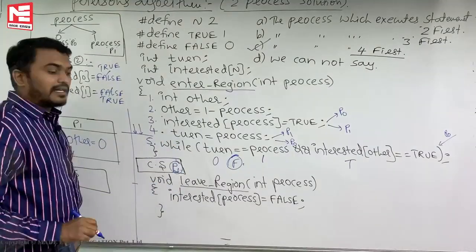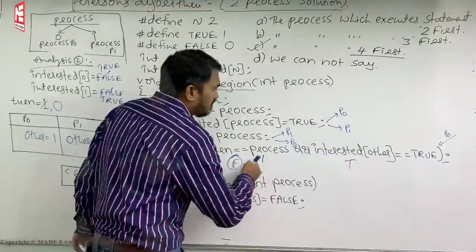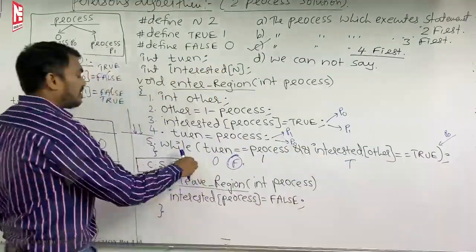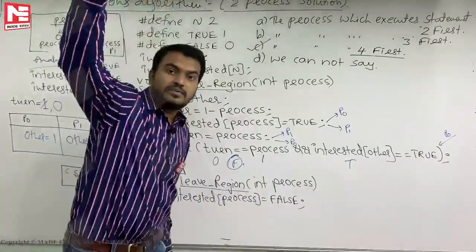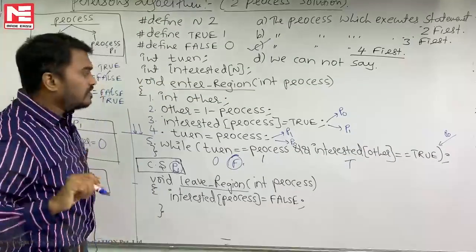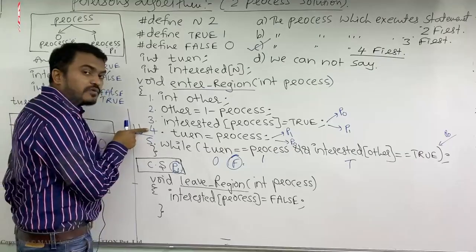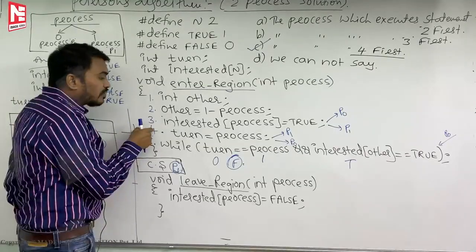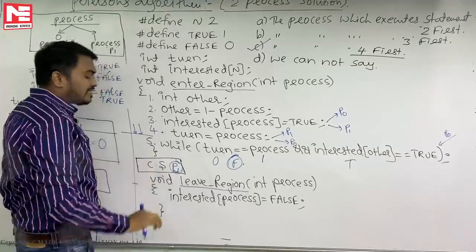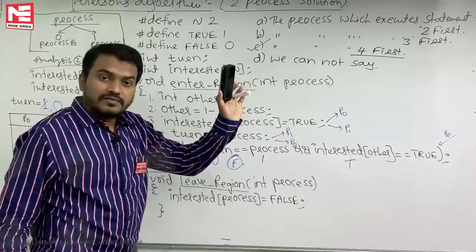Is the point clear? Right. So now look at it: this condition is false and this condition is true. Now P1 will enter the critical section. Is the point clear for everyone? So what did you understand? Statements 1, 2, 3 have no meaning. Whichever process executes statement 4 first, that process will go inside the CS first. Is the point clear for everyone?